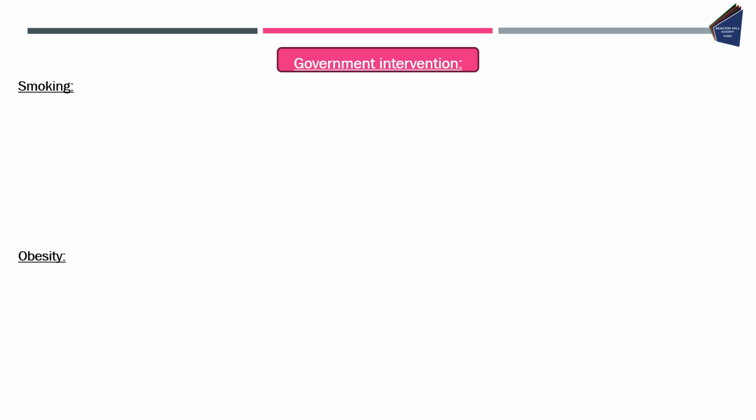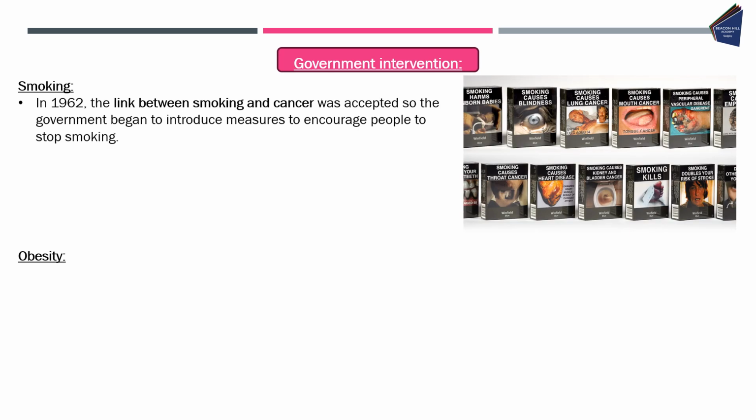Another section of the modern part of the course is government intervention, and there are a couple of examples that I think you'd be very, very confident speaking about in the exam. So I'm going to go through intervention for smoking and for obesity. In terms of smoking, in 1962, the link between smoking and cancer was accepted. So the government began to introduce measures to encourage people to stop smoking.